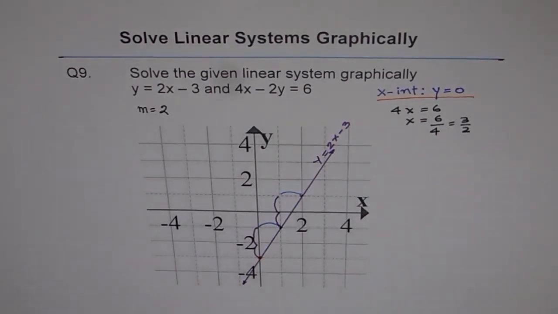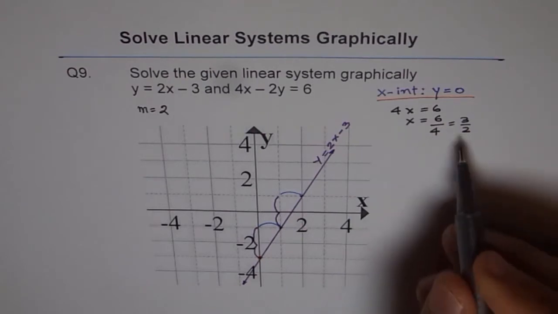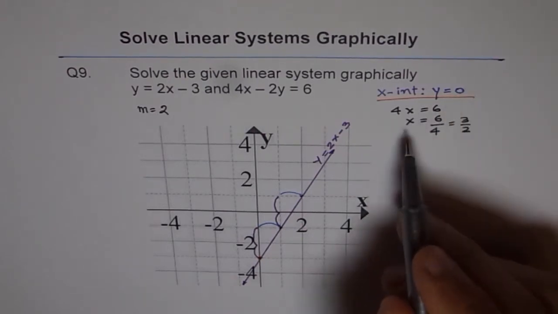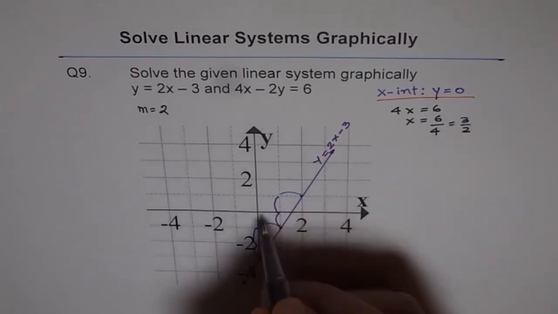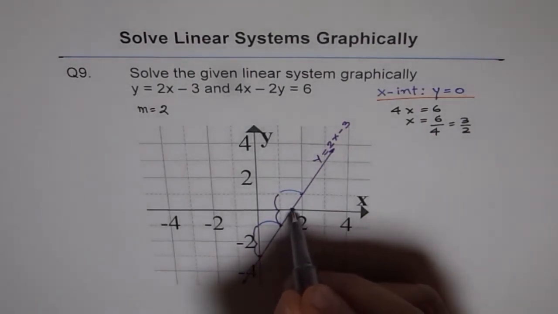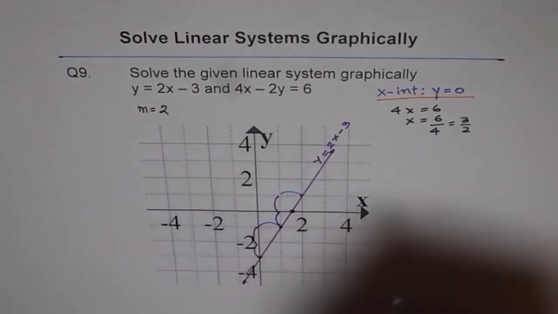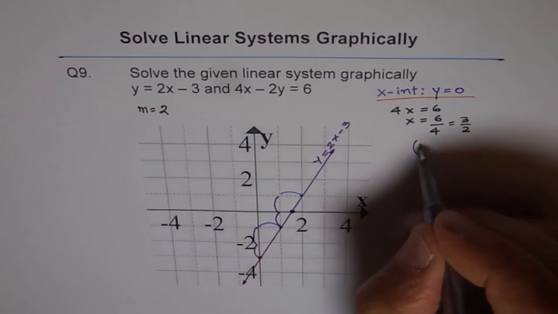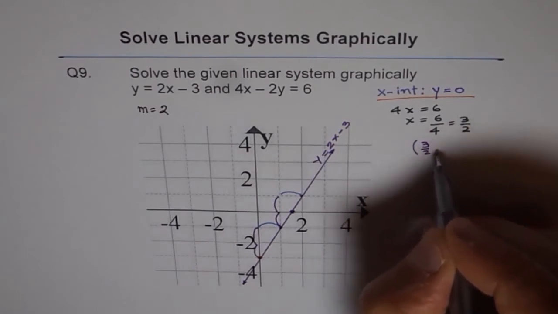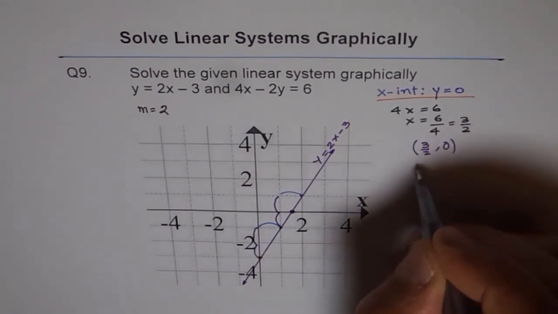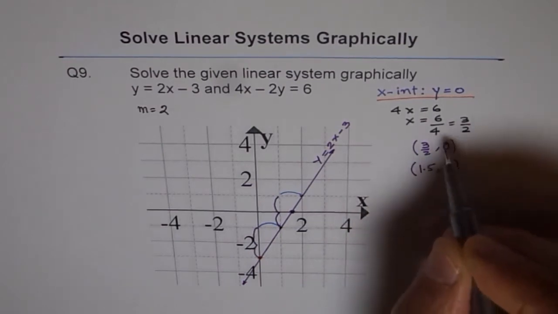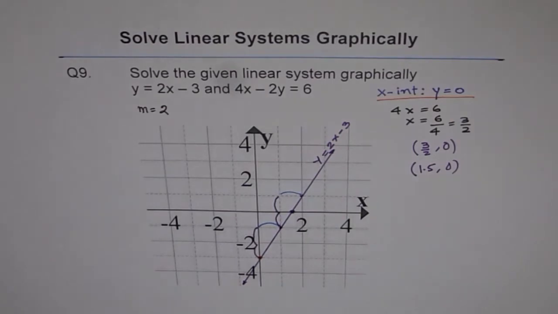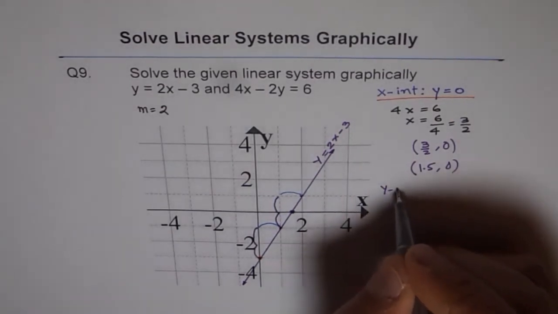So let me plot this point on the x-axis. y is 0 and x is 3 by 2. 3 by 2 means 1.5. So 1.5 is that point. Here we have x value 3 by 2 and y is 0, right? You can write it in decimals as 1.50. So that's the x-intercept. Now let's find the y-intercept also.